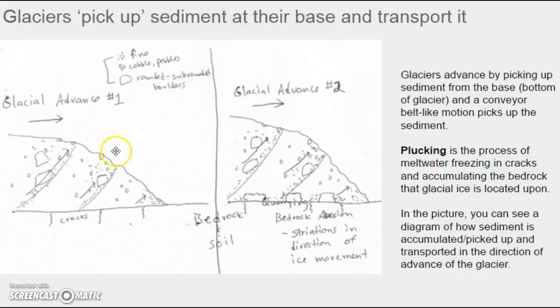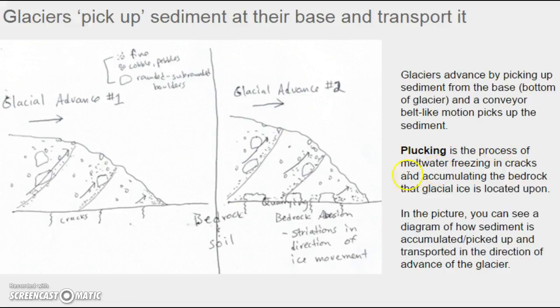It can flow at a very, very slow rate, but yet still flow itself. So how does a glacier accumulate this debris, the sediment, these fine silts and clays, these cobbles and pebbles, and boulders even? Well, they pick up sediment at their base and transport it. Here we can look at the glacier's advance by picking up sediment from the bottom of the glacier, and a conveyor belt-like motion picks up the sediment. It literally pulls it up into itself. So glaciers are really like these dirty ice balls. And the process of picking it up is called plucking.